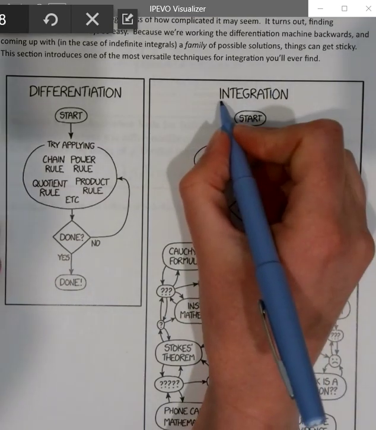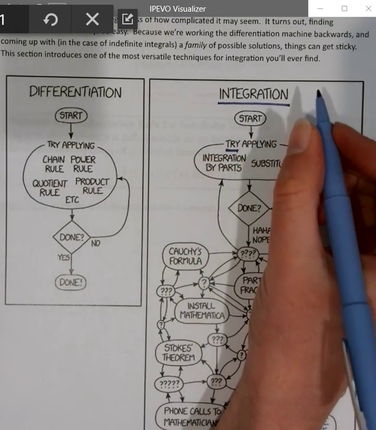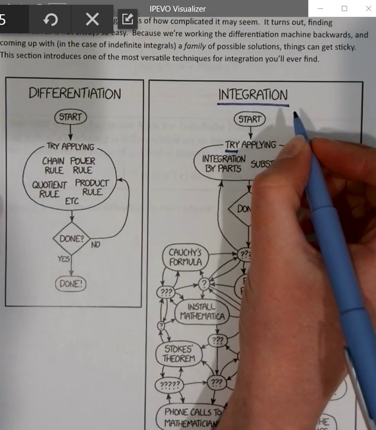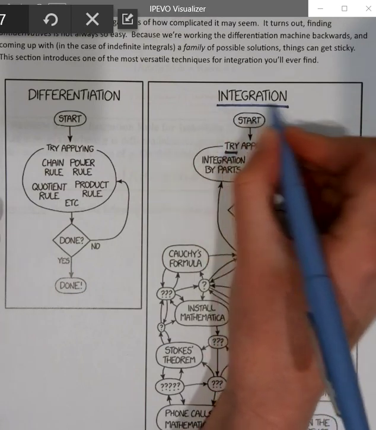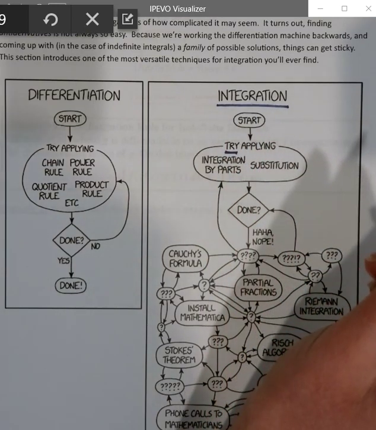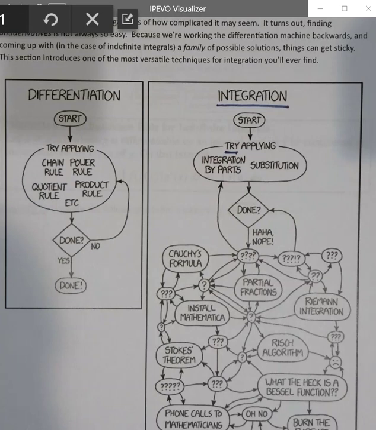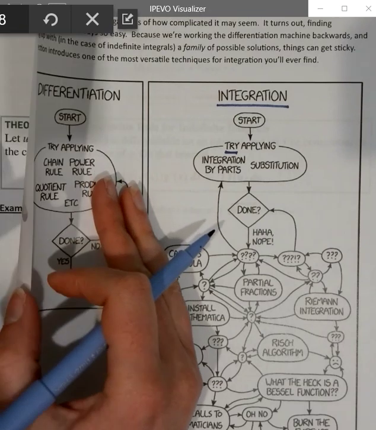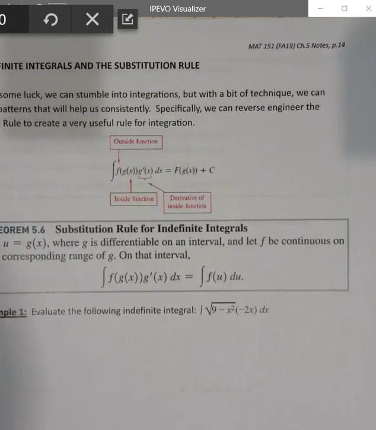So integration is going to be the big focus in Calc 2. There are a lot of different techniques that we need to work with to learn integration, but we're going to start here, getting some basic integration down and some substitution, which is one of the most powerful elementary techniques. So let's take a look at what substitution is all about on our next page.